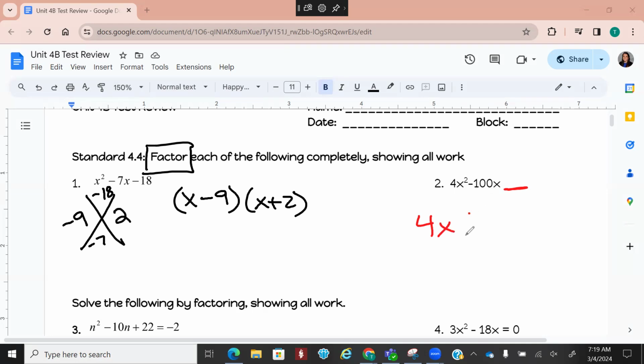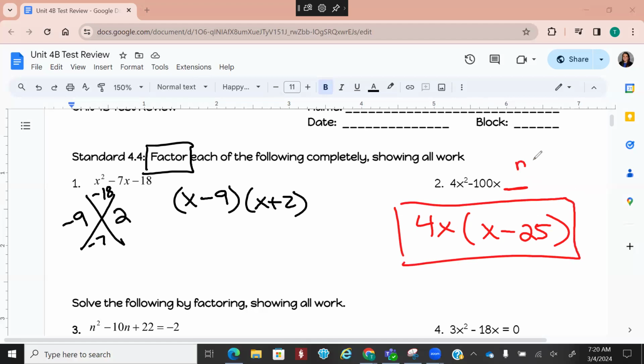Okay, so we're going to take out a 4, and they both have an x, right? We're going to also take out an x. So 4x squared divided by 4x is what? 1x. Negative 100x divided by 4x is what? What's $1 divided by 4 quarters? 25 cents, right? So we got 25. Good. This is the factored form. So when there's no C term, this is what we do.